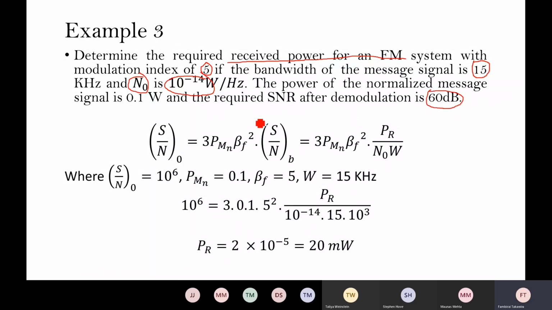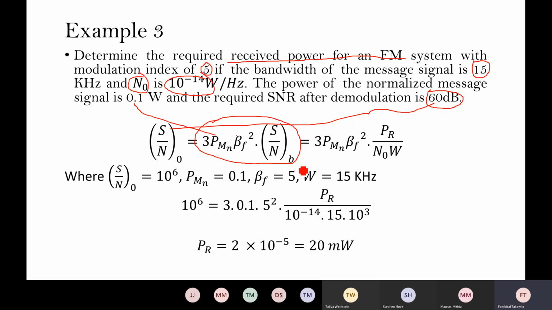Okay. So essentially, we use the formula that the signal to noise ratio at the output, which we've been told must be equal to 60 dBs. Our formula tells us that the signal to noise ratio at the output is given by 3 times P_mn, where this is the power of the normalized waveform, which we are given as 0.1, times beta squared, which we are given as 5 squared, times the SNR at baseband.